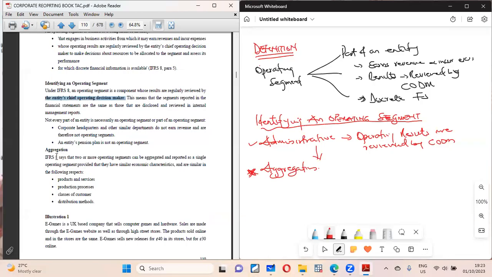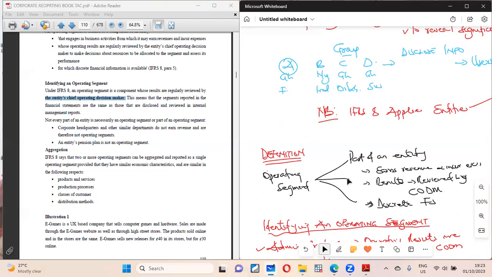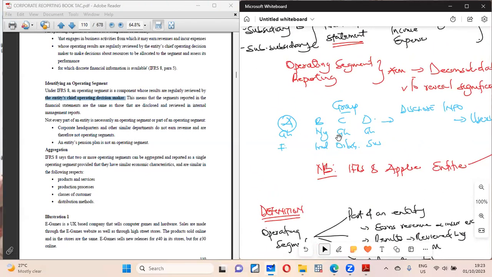Now, what is aggregation? We are saying that two or more operating segments can be put together as a single operating segment when they have similar economic characteristics. When I did this example for you, you could not put these companies together. Why? Because this one is in financial services, this one is in trading, this one is in oil and gas, and this one is in general services. They are not the same, so you cannot put them together.